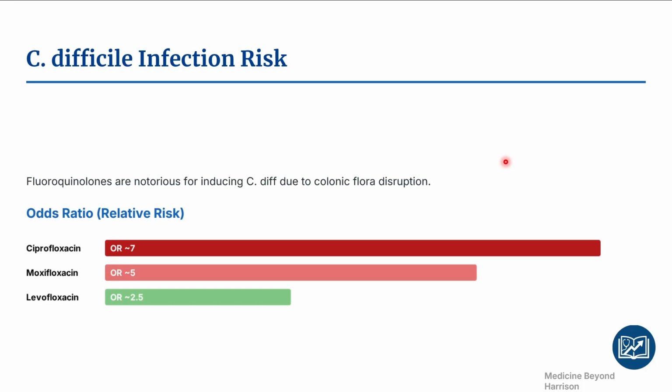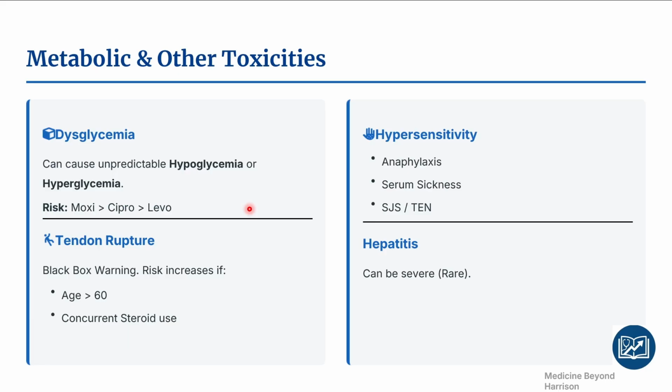Clostridium difficile infection is highest with ciprofloxacin, whereas it's lowest with levofloxacin. But still, there is a risk of Clostridium difficile infection due to colonic flora disruption. So try to avoid this group of drugs for this adverse effect also. There are other side effects such as dysglycemia. It can cause unpredictable hypo or hyperglycemia. It cannot be predicted. It is highest with gatifloxacin, then moxifloxacin, then ciprofloxacin, then levofloxacin.